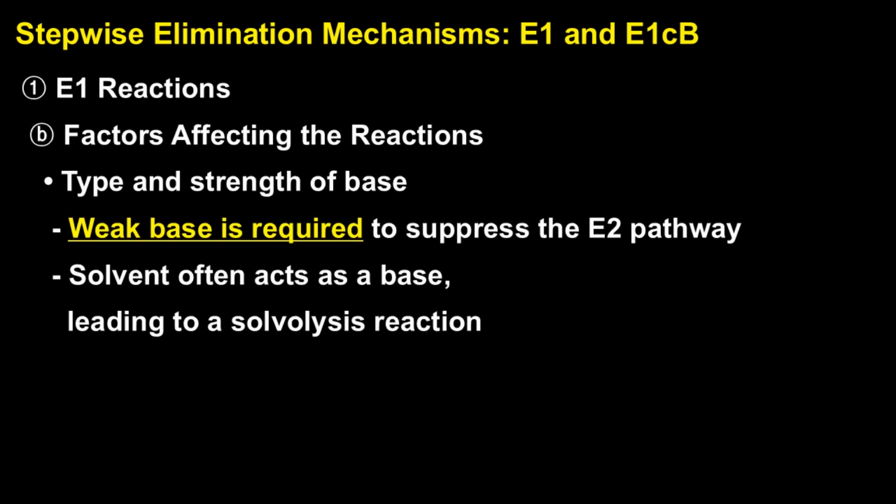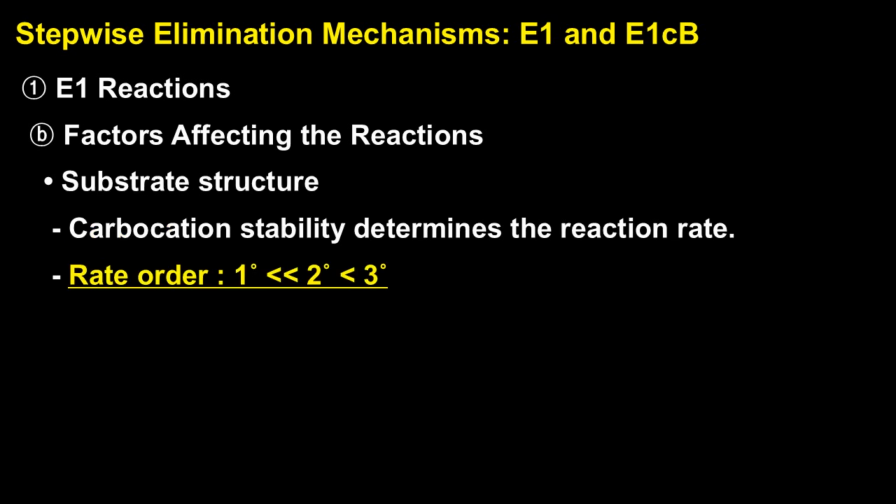Now let's talk about the role of the base in E1 reactions. Unlike E2, E1 doesn't need a strong base to proceed. In fact, using a strong base often pushes the reaction toward the E2 pathway instead. So in E1, weaker bases are actually preferred. And often, it's the solvent itself that acts as the base, especially in solvolysis reactions. For example, water or alcohol can step in and donate a lone pair to remove a proton during the second step of the mechanism.